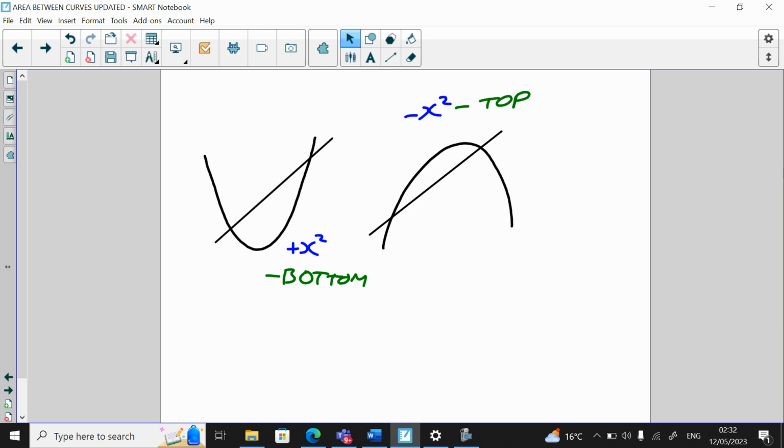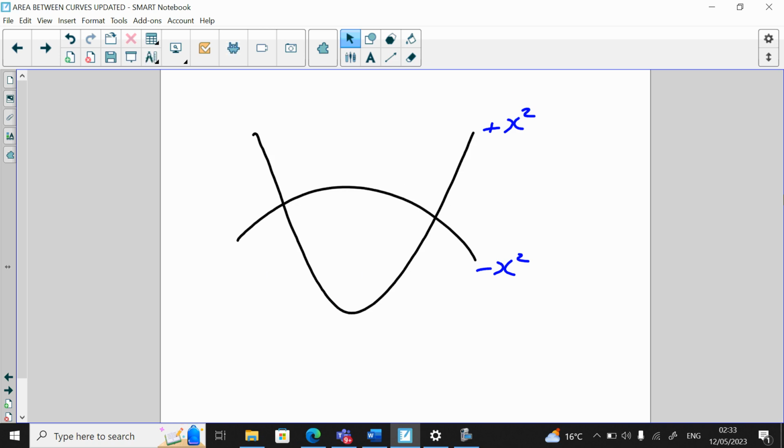Right. Okay. Here, a lot of times they use lines and parabolas. So if the parabola is positive x squared, that usually will be the bottom in relation to the line. If, however, the parabola is negative x squared, that'll be the top in relation to the line. That's fine. So that's what we've got there. That looks okay.